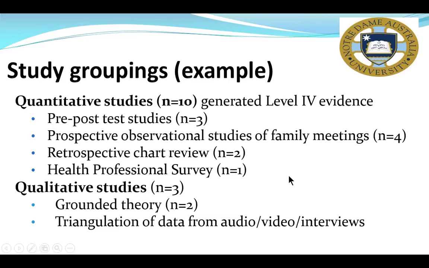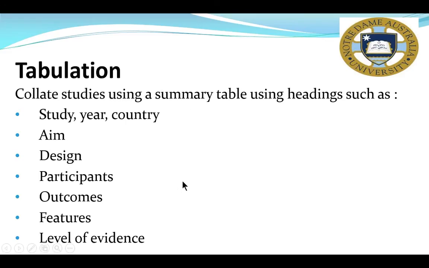This is an example of study grouping. So this is quantitative studies and qualitative studies. So I had 10 quantitative studies, and then I described each of those. So there's 3 pre-post studies, so these pre and post measures, post-family meeting, and the qualitative studies. There were different aspects for those 3.